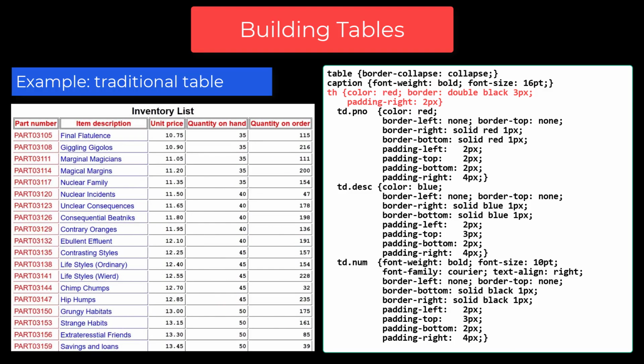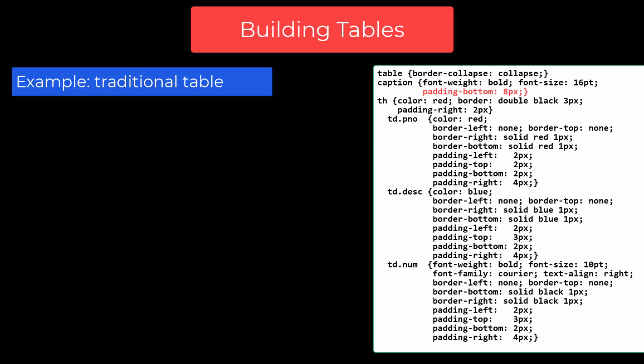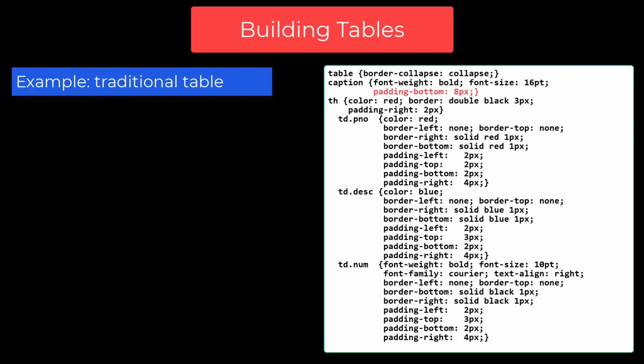Okay. But there's two things I notice I don't like. The rightmost two columns are too wide, and this is because the browser makes each column as wide as the widest data in all the cells in that column. I can fix this by adding a BR element after the word quantity in both cases. And the caption is really too close to the table, and I fix this by adding some padding at the bottom. So for the caption, it now reads font-weight bold, font-size 16 point, and padding-bottom 8 pixels.